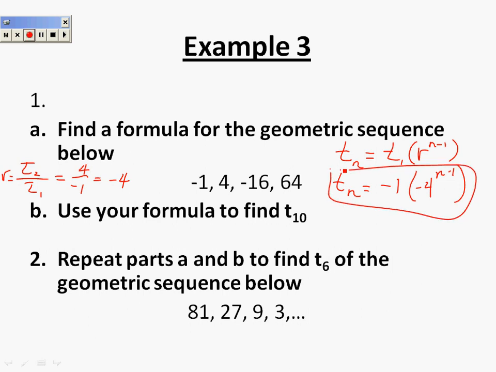This, just like the arithmetic one, can be simplified. I'm not going to have you guys do it, but it can be simplified. There's a way that you can change the n minus 1 to an n. And for our purposes, it's just not going to be something we're going to need to do, so I'm going to go ahead and let it go. All right, go ahead and write down part B.